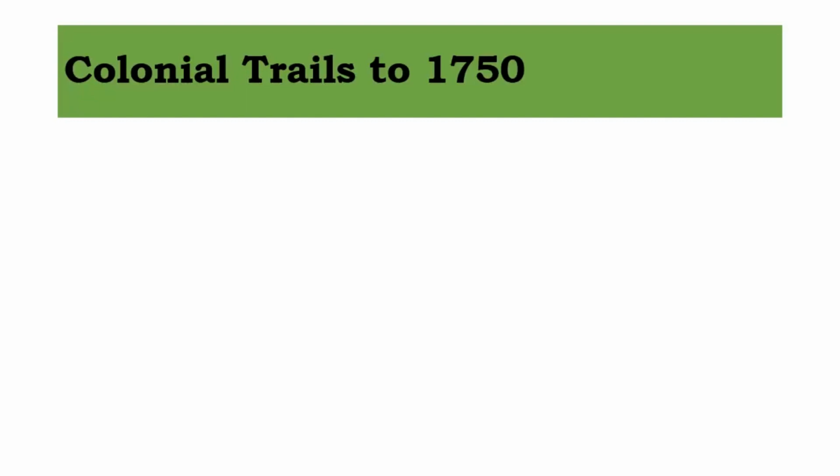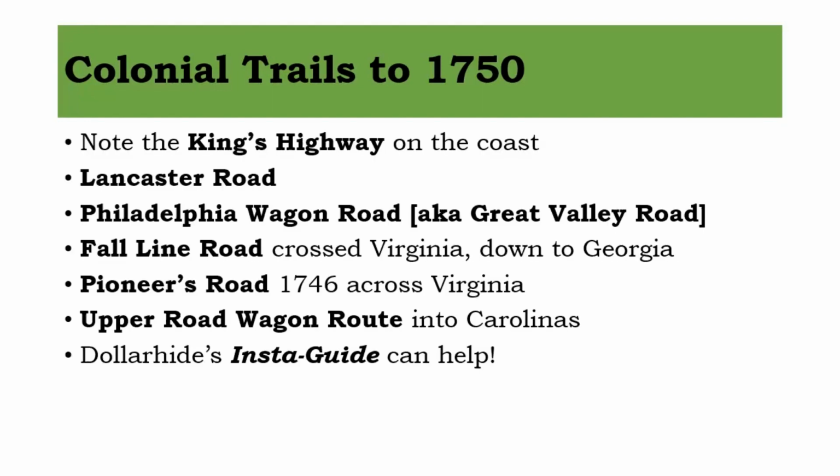The colonial trails to 1750 might have even been corduroy roads across swamps or swamplands, as a means to be able to put a road where it had been impossible to find a road before. That King's Highway on the coast, the Lancaster Road, which becomes part of that, by the way, the Great Valley Road, which a little later was known as the Philadelphia Wagon Road, but it went way further than Philadelphia. The Fall Line Road went across Virginia and down to Georgia.